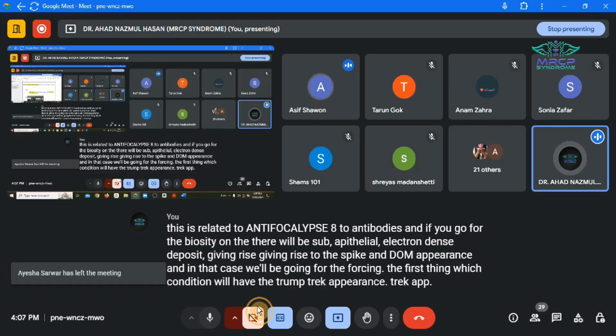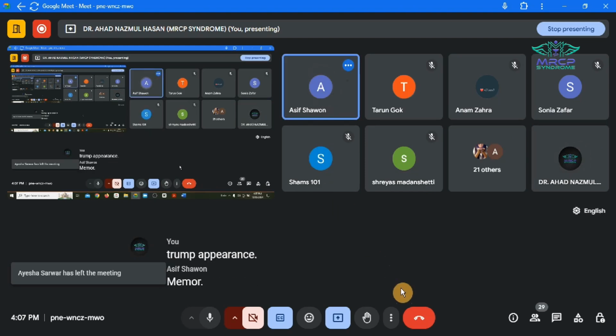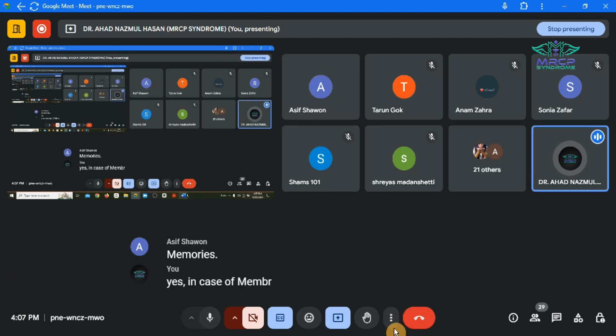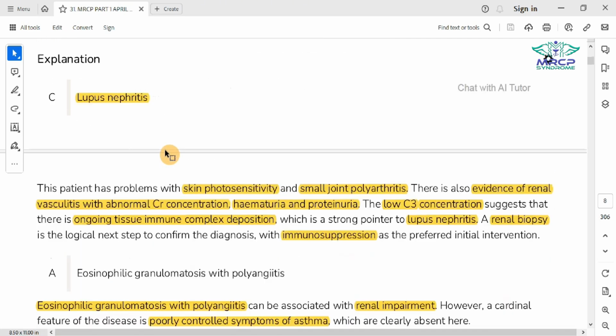In which condition will we have the tram track appearance? Membranoproliferative? Yes, in case of membranoproliferative or mesangiocapillary glomerulonephritis, we'll have the tram track appearance, and the tram track appearance is due to subendothelial deposition.